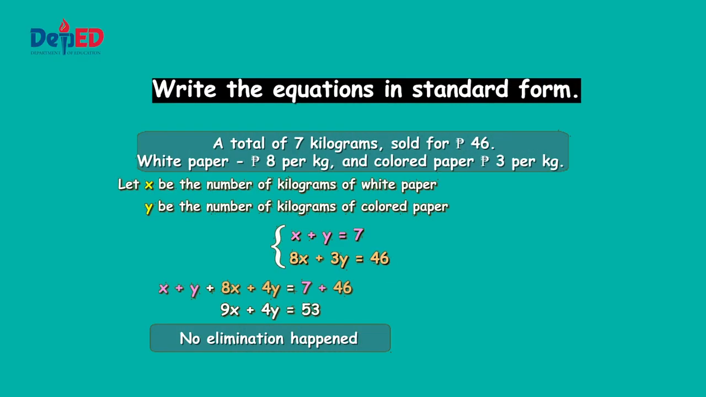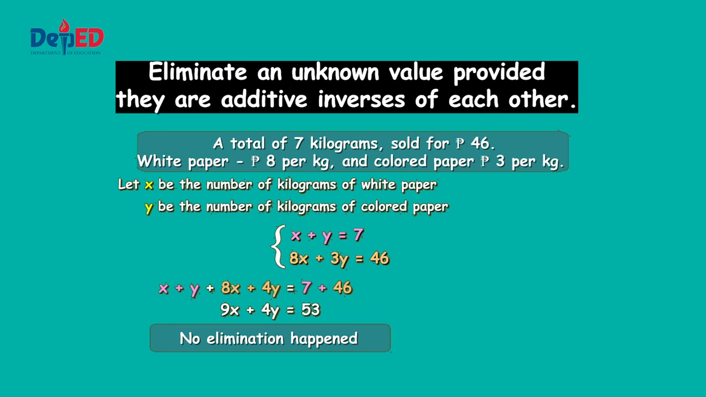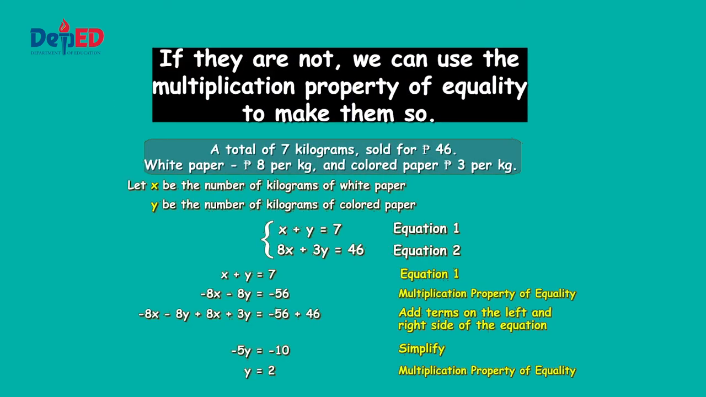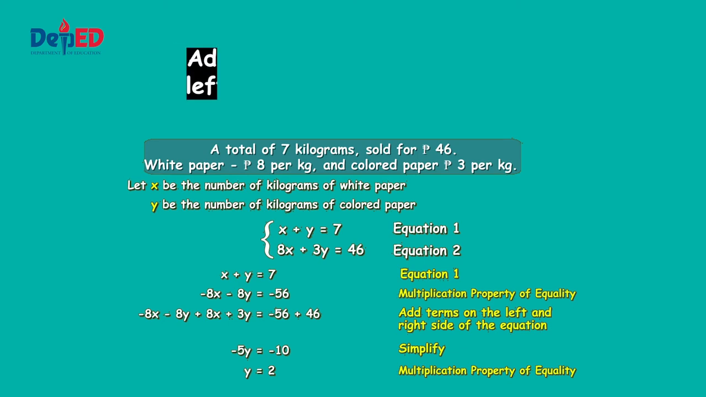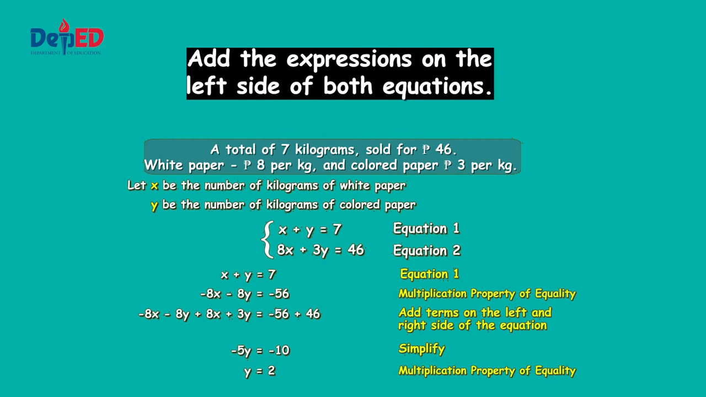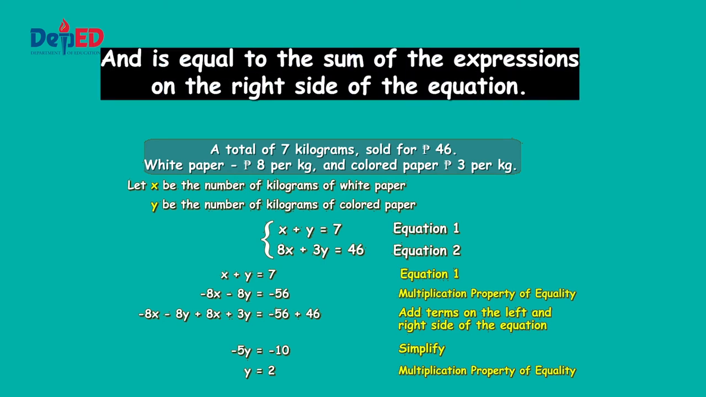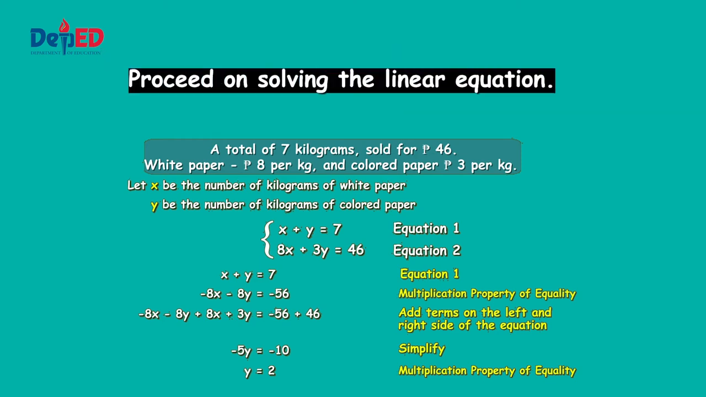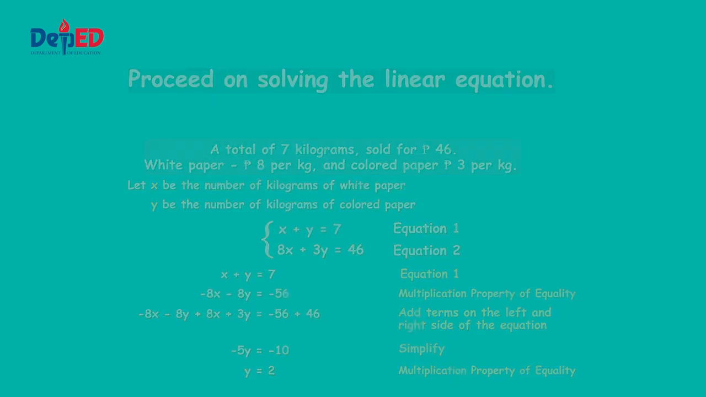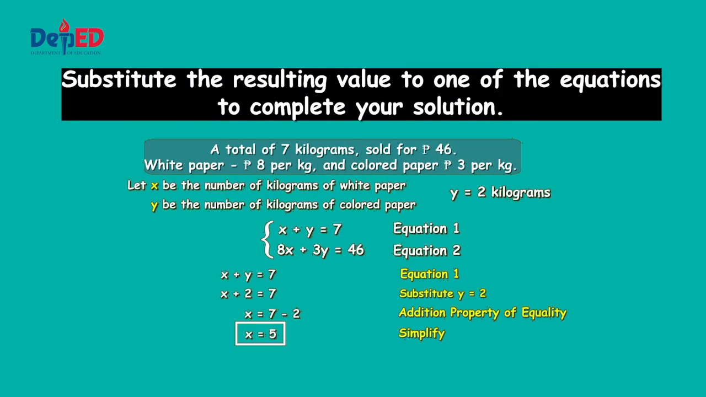To solve a system of linear equations by elimination, it is easier to write the equations in standard form first. We can eliminate an unknown value provided they are additive inverses of each other. If they are not, we can use the multiplication property of equality to make them so. Then, we add the expressions on the left side of both equations, and it is equal to the sum of the expressions on the right side of the equation. Then proceed on solving the linear equation. Do not forget to substitute the resulting value to one of the equations to complete your solution.